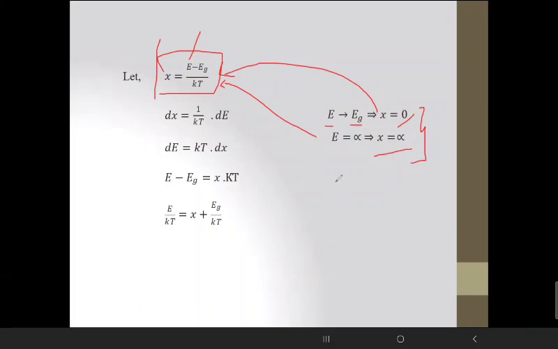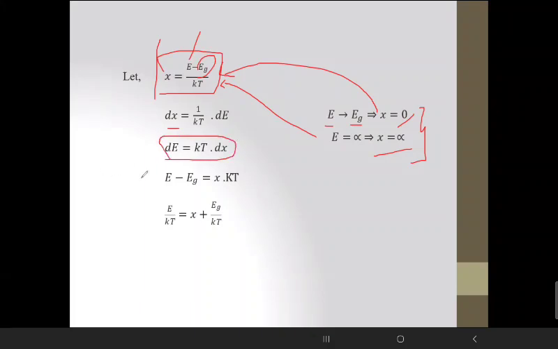Now, we have dE in our equation, no? So we need to find dE. You have to differentiate this to get dx. When you're differentiating, dx is equal to 1 over kT into dE, and Eg is a constant, so its derivative is 0. So 1 over kT into dE, so dE is equal to kT into dx. So this is what we want.